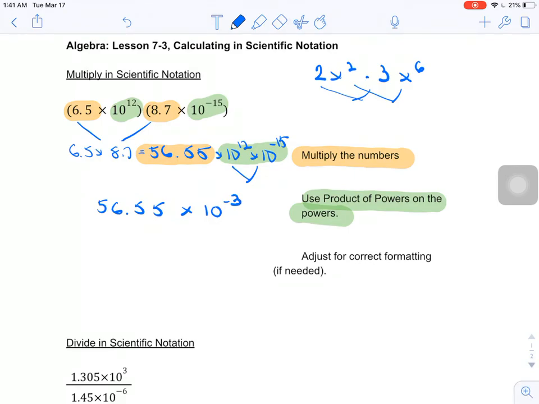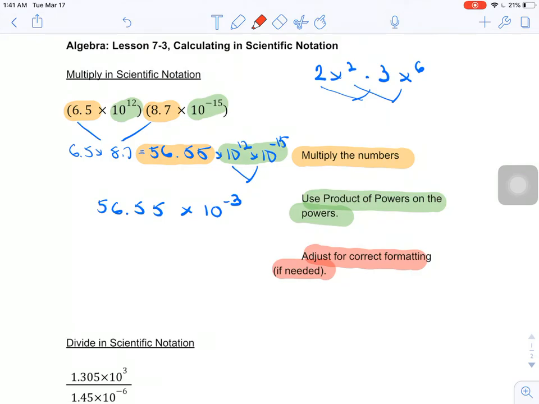However, we're not done yet. There is one more step. Yesterday in the review video, they talked about the fact that in scientific notation, you only want one digit to the left of the decimal point. Because if you have more than that, that means that there are factors of 10 that you haven't pulled out of the number yet. And we want to pull out all of those factors of 10 from the number. So we need to check for correct formatting, and check to see, are there any factors of 10 still hiding in there?